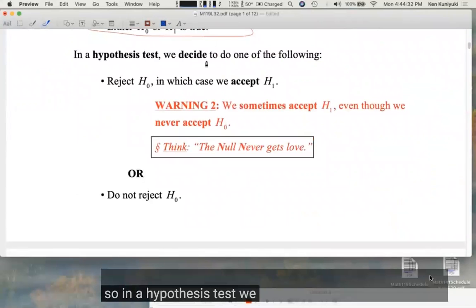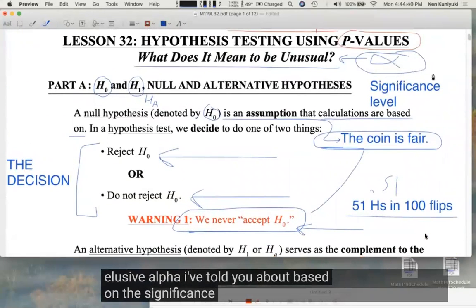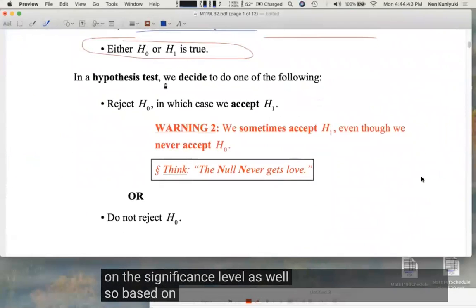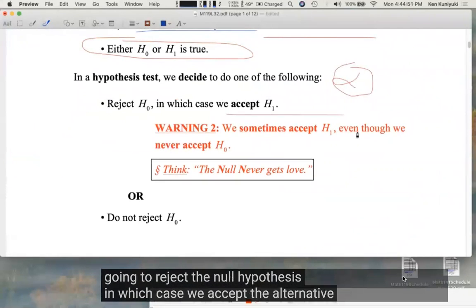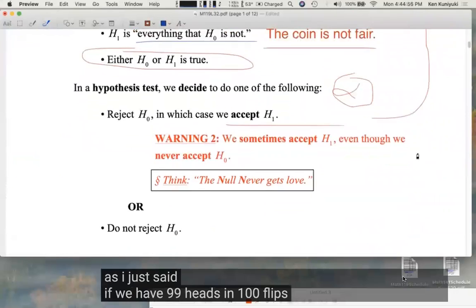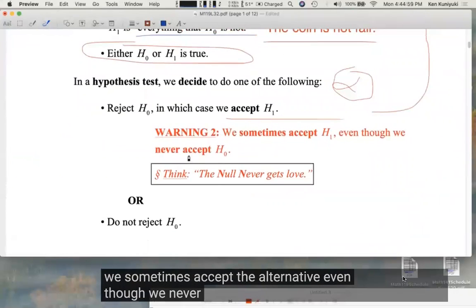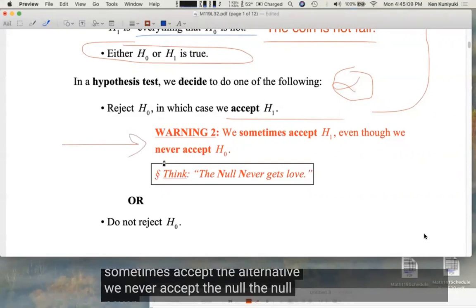So in the hypothesis test, we decide to do one of the following, based on sample data, and based on that elusive alpha I've told you about, the significance level as well. Based on the sample data and whatever alpha happens to be, we're going to reject the null hypothesis, in which case we accept the alternative, as I just said, if we have 99 heads in 100 flips. We sometimes accept the alternative, even though we never accept the null. One way to remember this: we sometimes accept the alternative, we never accept the null. The null never gets love.